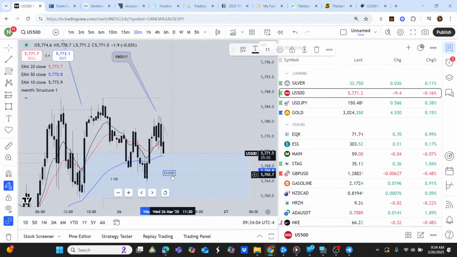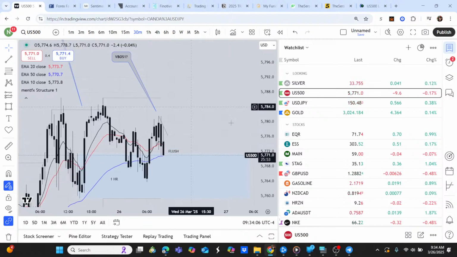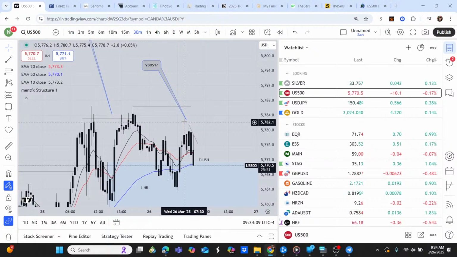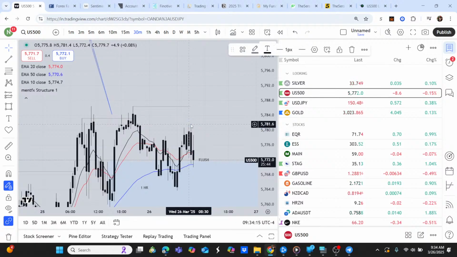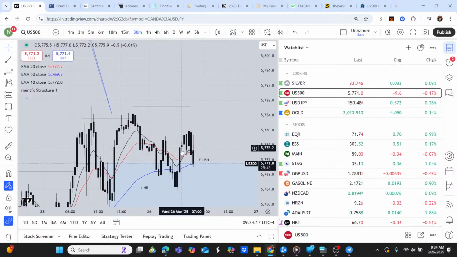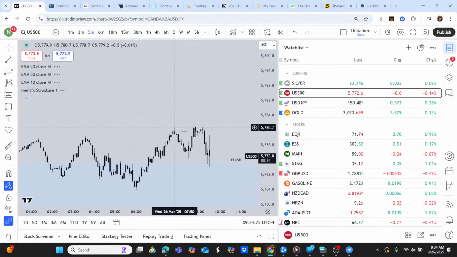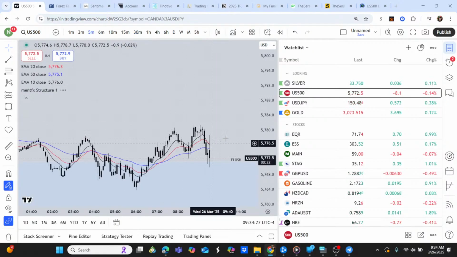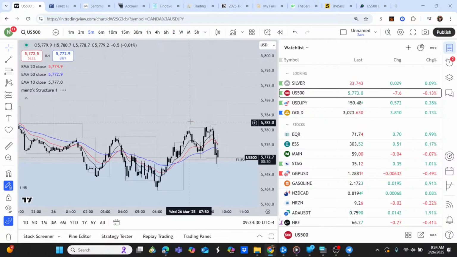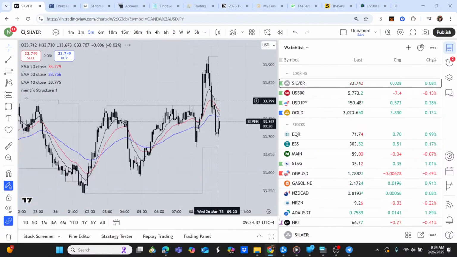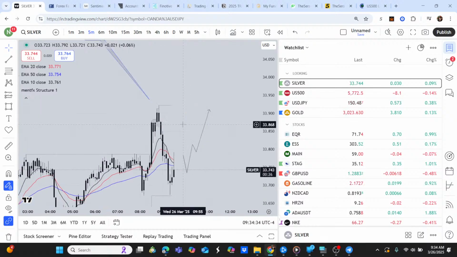So right here, this area, I'll consider this a flush. Still in this area. Even if it does start rejecting up, the fact that it came all the way to the 50 again like that, it's losing the MAs completely.